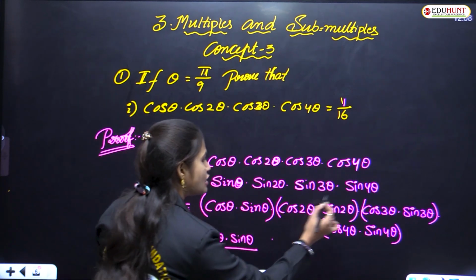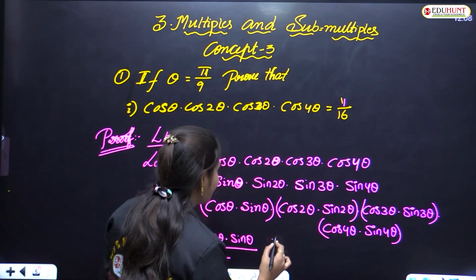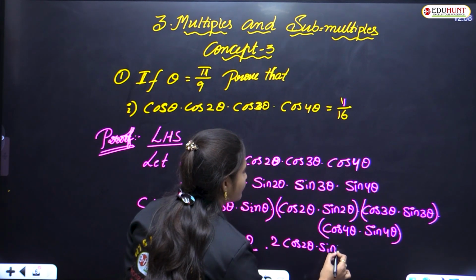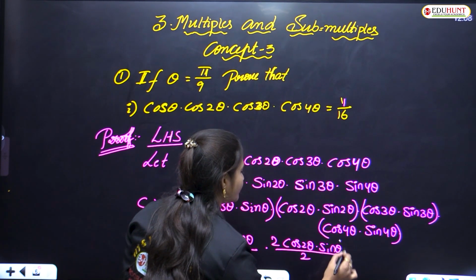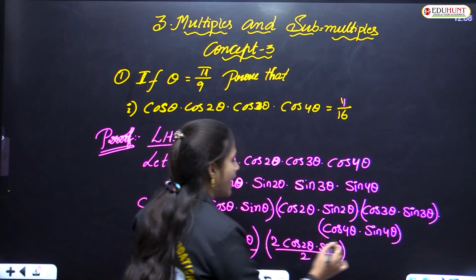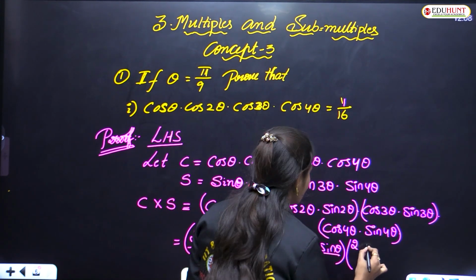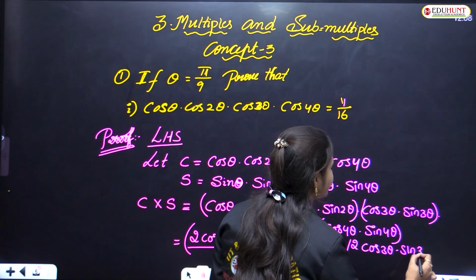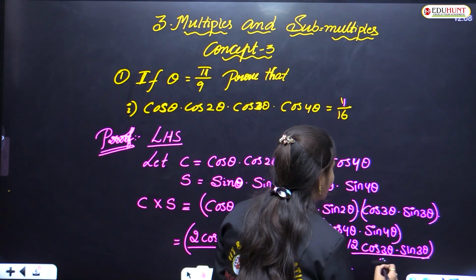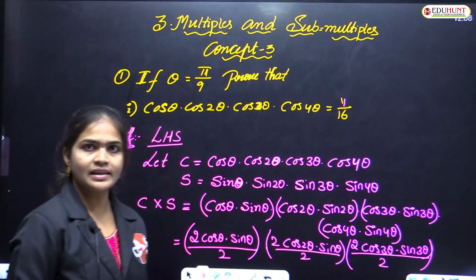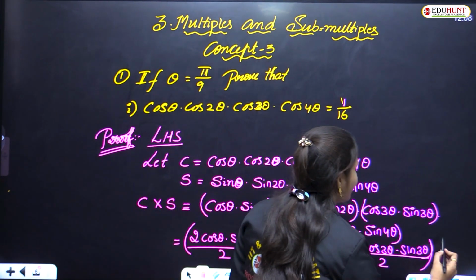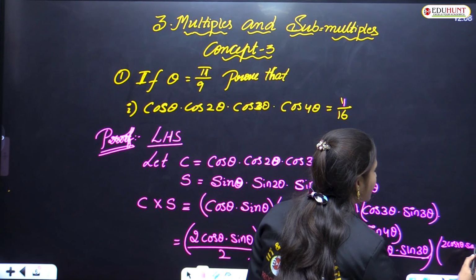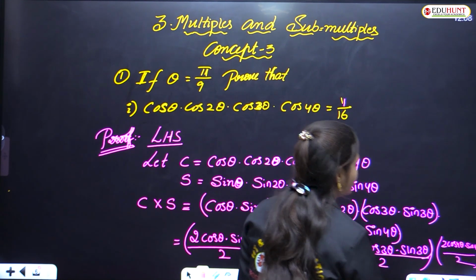Here also I want to take the product and division. So 2 cos 2 theta into sin 2 theta whole by 2. This is the second pair. And the third pair is also the same: 2 cos 3 theta into sin 3 theta whole by 2. Again the 2 gets cancelled and we get the same result. And still we have cos 4 theta, so 2 cos 4 theta into sin 4 theta whole by 2.